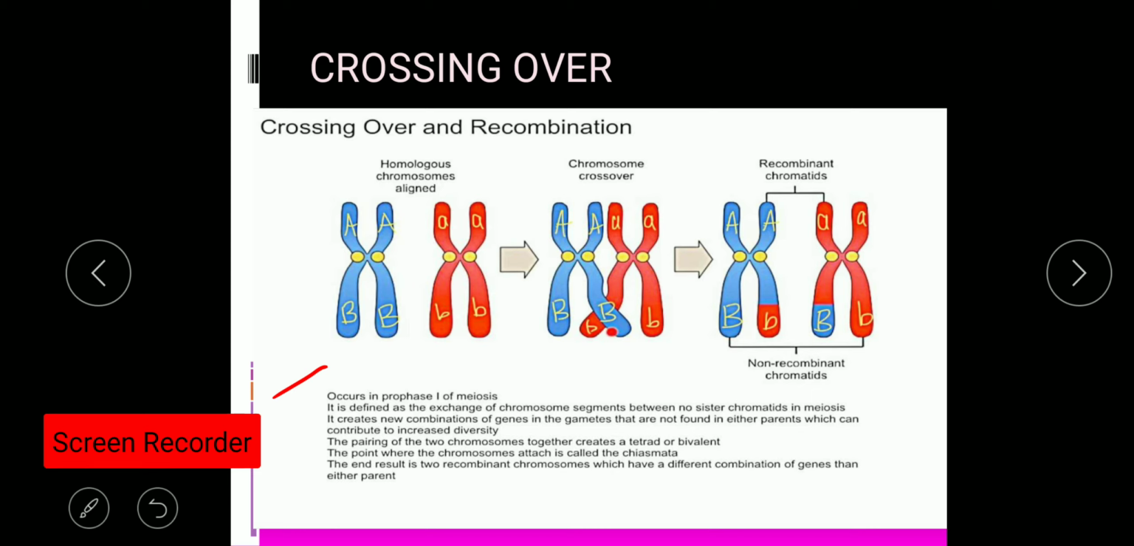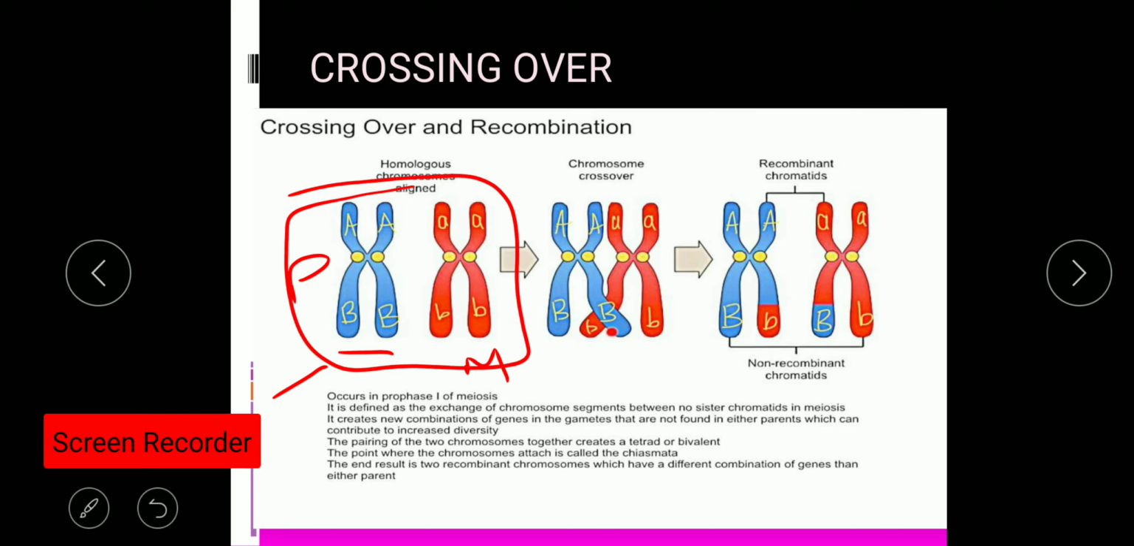It is defined as the exchange of chromosome segments between non-sister chromatids. It should be non; it is written here. Non-sister chromatids in meiosis. For example, this is paternal and this is maternal. Such a chromosome pair is the homologous chromosome pair. These two will be the sister chromatids, but this one and this one will be the non-sister chromatids. So crossing over will occur in the non-sister chromatids of the homologous chromosomes.